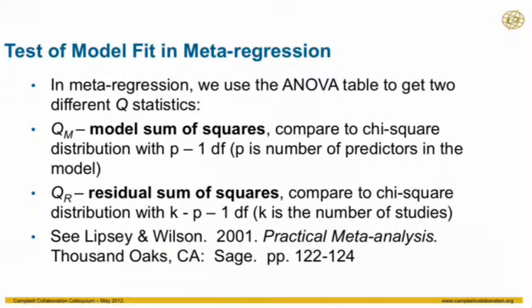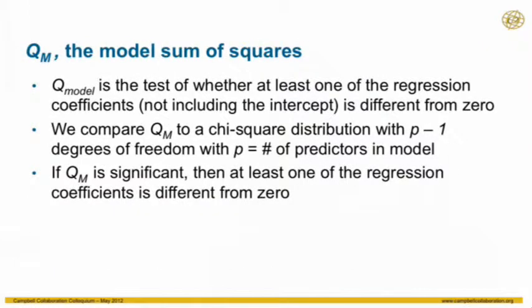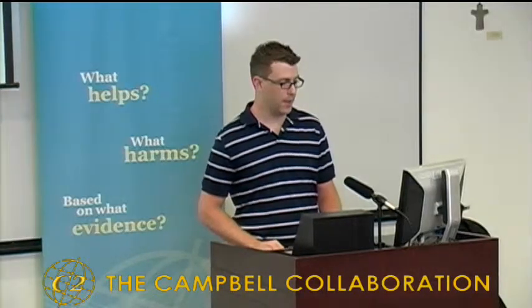So our Q sub M, or our Q sub model, is the test of whether at least one of the regression coefficients in the meta-regression model is non-zero. Okay, when we have a statistically significant Q sub M, we would expect one of our slopes to not contain zero in its interval. On the other hand, Q sub R is the test of whether there is more residual variation than we would expect if the model fits the data. So if Q sub R is significant, then we have a significant amount of residual variation that our model did not take care of, okay? We might have made some gains, but there might be some leftover work to do, right? So keep that in mind.